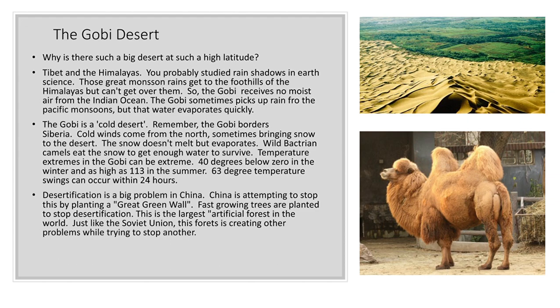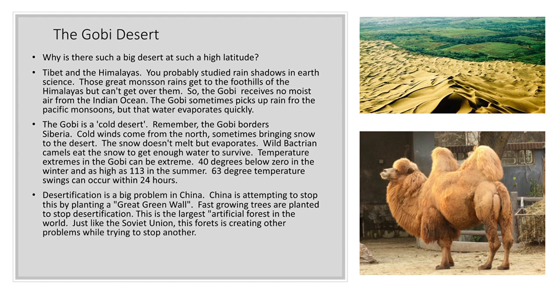In the wintertime, it can be as much as 40 degrees below zero, freezing cold. And in the summertime, as high as 113 degrees. And I know we talked about the Sahara, how there's a temperature range, high-low temperatures. But in the Gobi, the temperature can drop or rise 63 degrees in 24 hours. It's just a stunning amount.